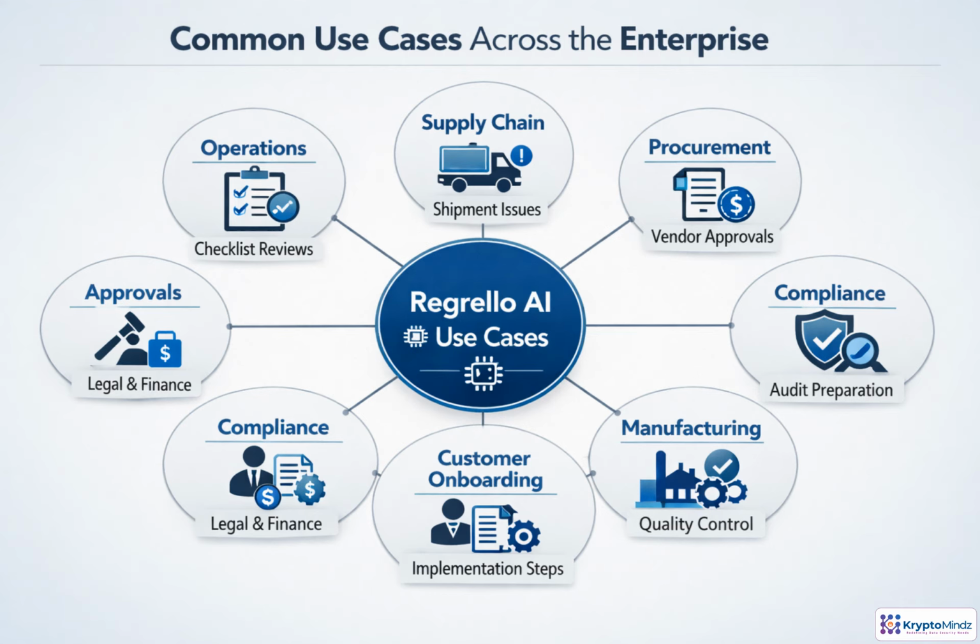Regrello AI fits operational work that depends on handoffs, evidence, approvals, and follow-up. That could mean resolving shipment issues, routing vendor approvals, preparing for audits, coordinating quality checks, or managing customer onboarding steps. The common pattern is not the department. It is the workflow. Many people, many dependencies, and a need for clear ownership. Regrello AI helps turn that complexity into a structured, trackable process.